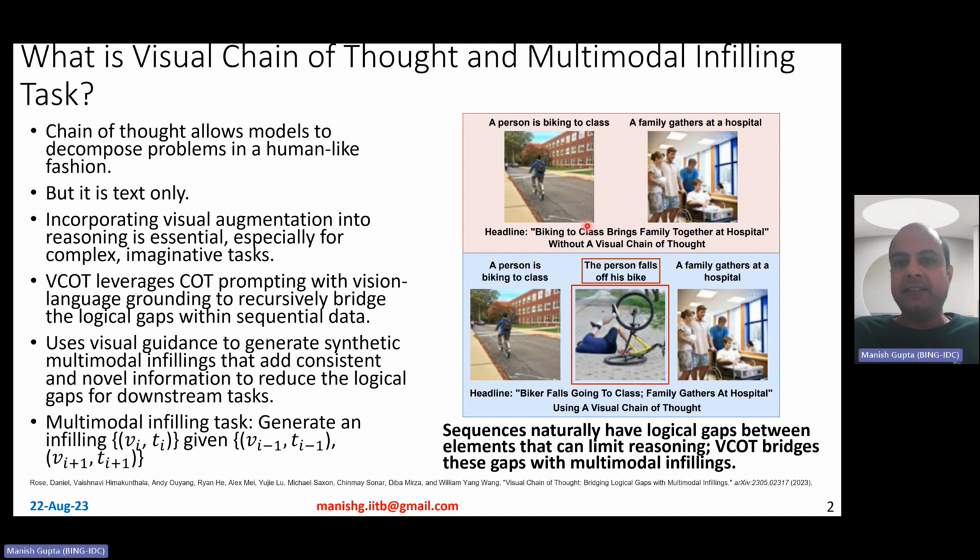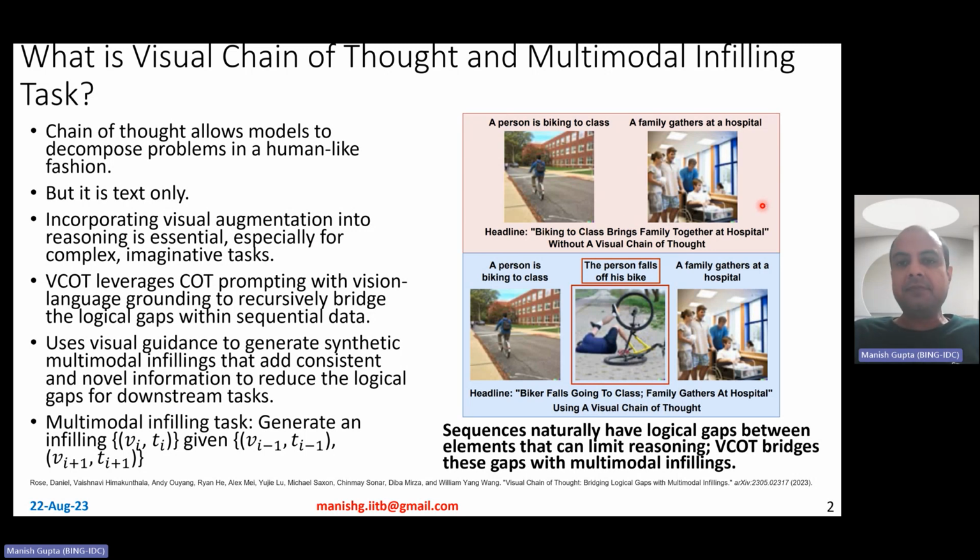Look at these two pictures, and then the caption along with them. A person is biking to class. A family gathers at a hospital. Right? A person is biking to class, and a family gathers at a hospital. And the headline is: biking to class brings family together at hospital.